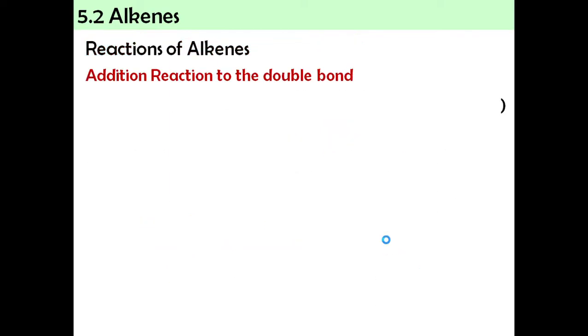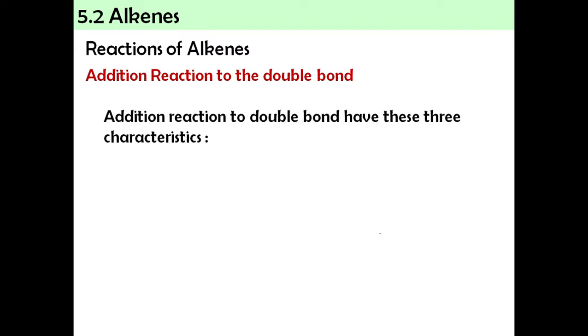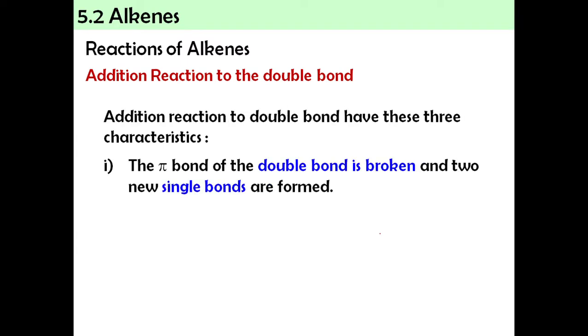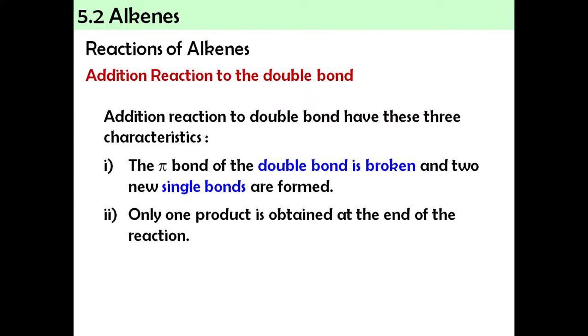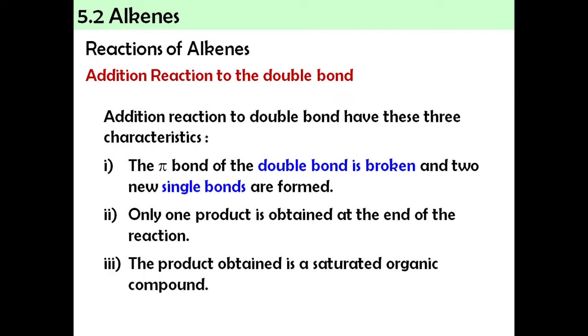So there are three important characteristics for the addition reactions of alkene. The first one yang saya explain tadi, double bond akan break down and then menghasilkan dua single bond yang baru. Dan yang seterusnya, satu produk, only one product is obtained at the end of the reaction. And the product obtained is saturated organic compounds because it is a single bond compound.